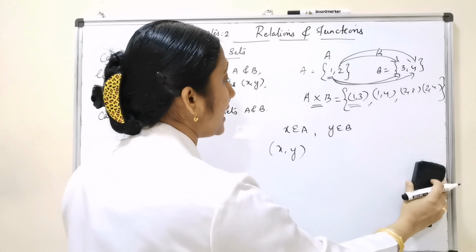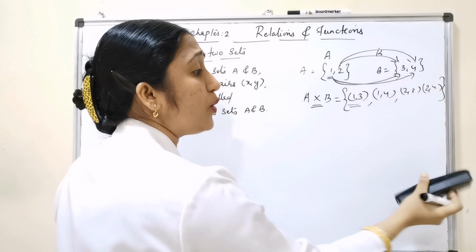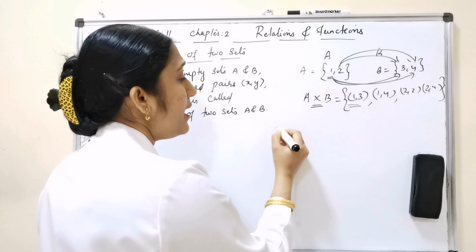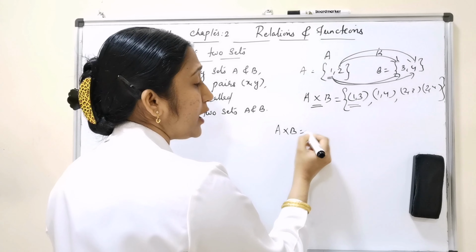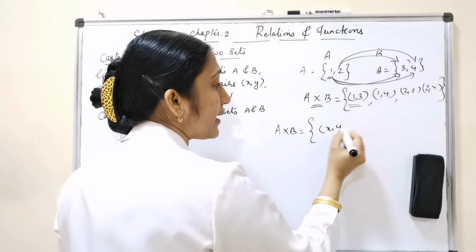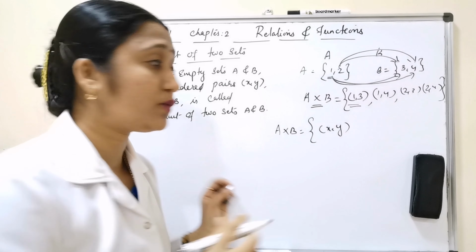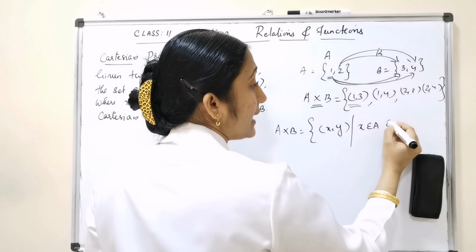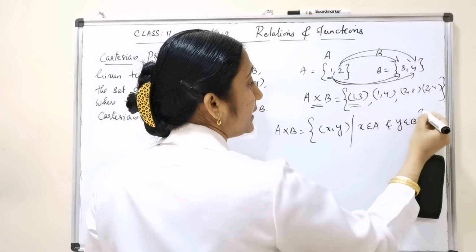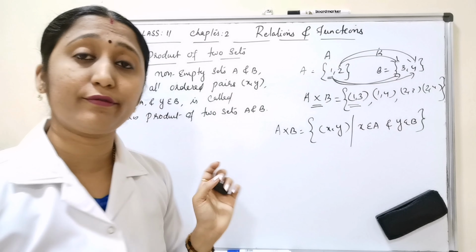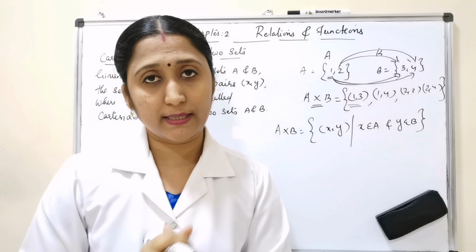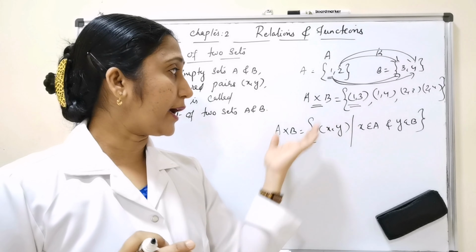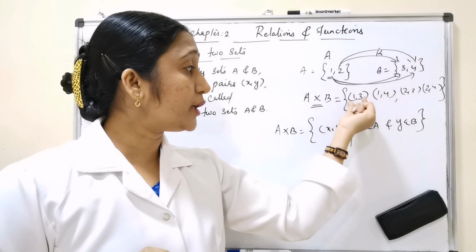For another example, how can we write it in set builder form? A cross B is equal to the set of ordered pairs (x, y) such that x is an element of A and y is an element of B. This is the set builder form of the Cartesian product of two sets. We already discussed the Cartesian product of A cross B. Here the ordered pair is (x, y).